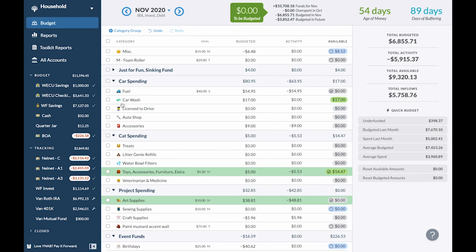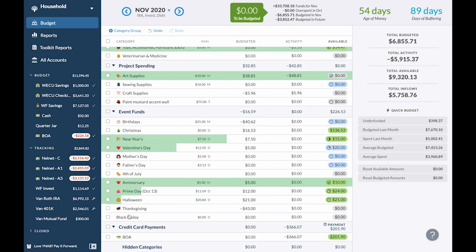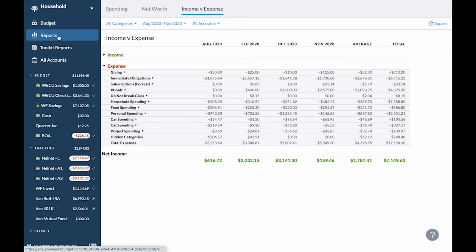Car spending, I recategorized some things like car wash so that I remember to go get my car washed, which I need to do. And using my true expenses like shell categories, so I will see them differently in my report. CAT's the same, project's the same, event funds are all the same. Great, now I'll go into my reports, which is why we're all here, right?